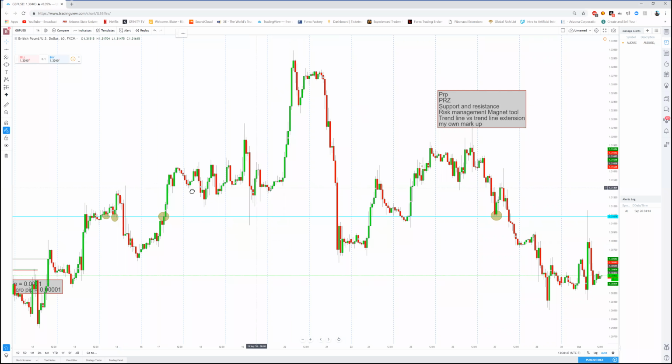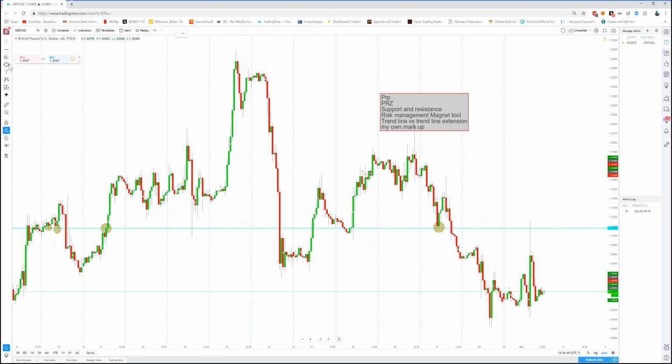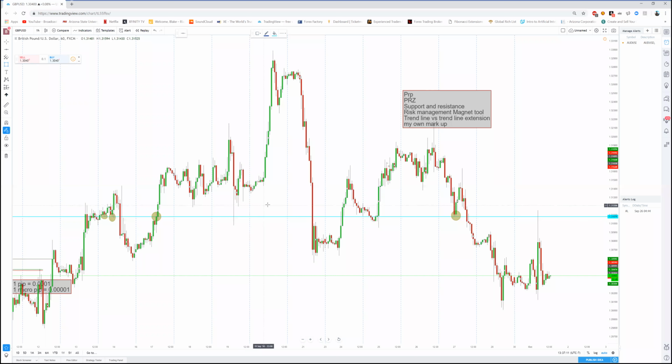So let's go ahead and go to the price reversal zones, or PRZs. These are just a little bit harder to find than PRPs because there's so many different ways to mark up the price reversal zones. Sure, we can look at it really quickly, but we can look at that more in depth towards the end.